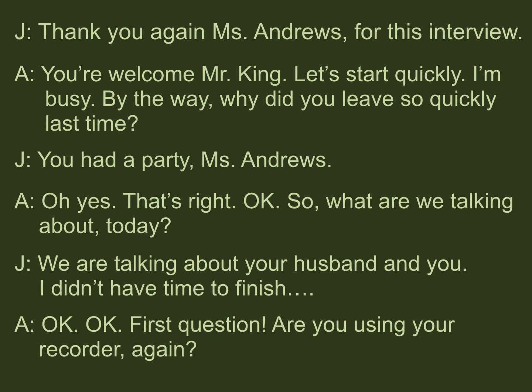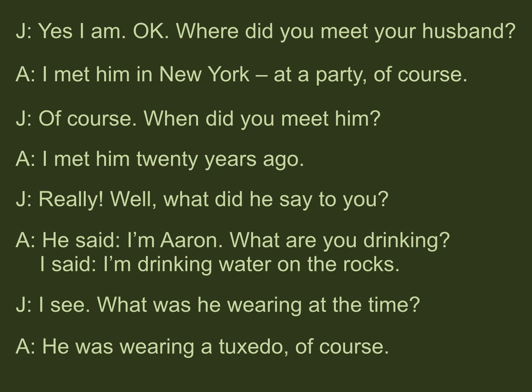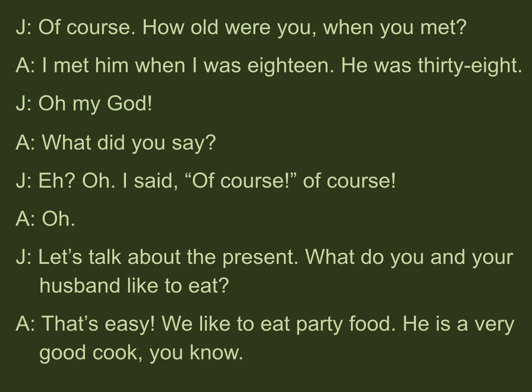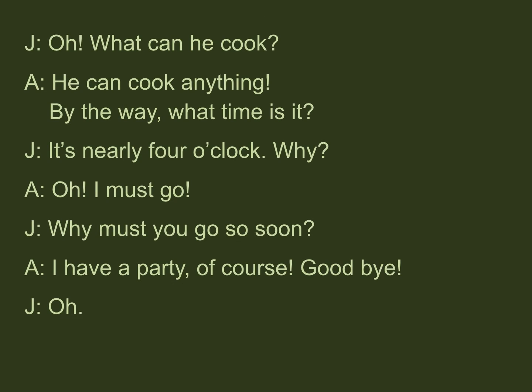Here we go, page 1. Page 2. Page 3. Page 4. And finished. Okay, that's it.